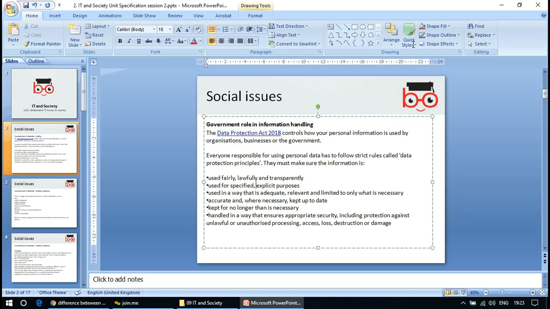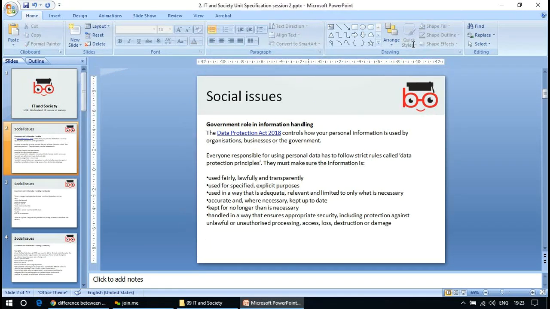So for example, the Data Protection Act or GDPR controls how your personal information is used by organizations, businesses, or governments. Because it's a kind of social issue. The dealing of data is a kind of social act, so that issue needs to be addressed very well. Everyone responsible for using personal data has to follow strict rules called data protection principles. They must make sure the information is used fairly, lawfully, and transparently.